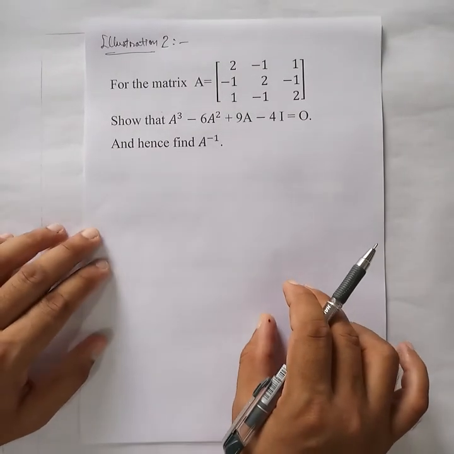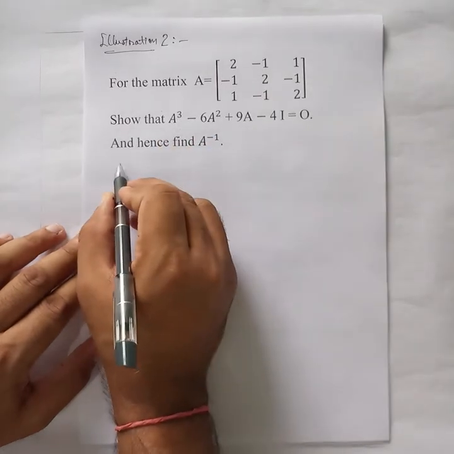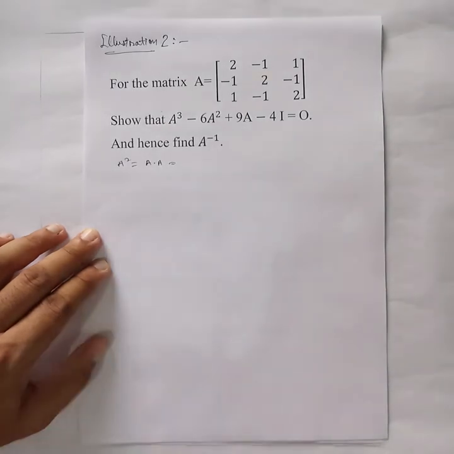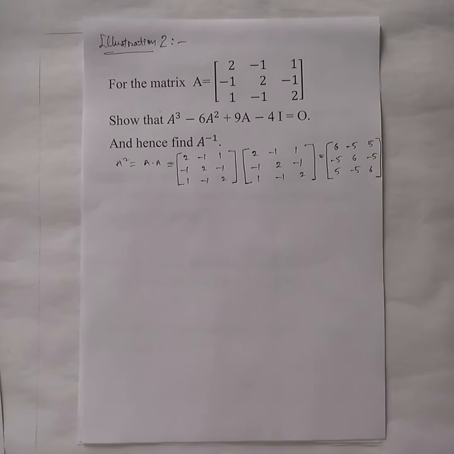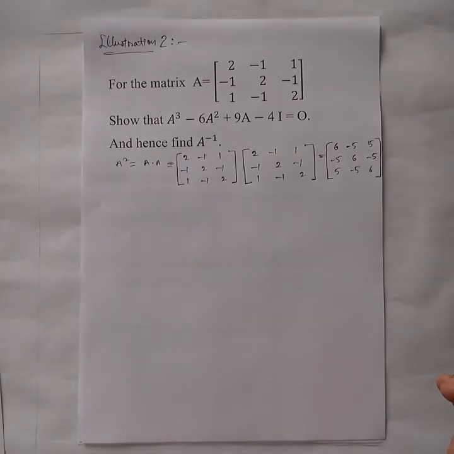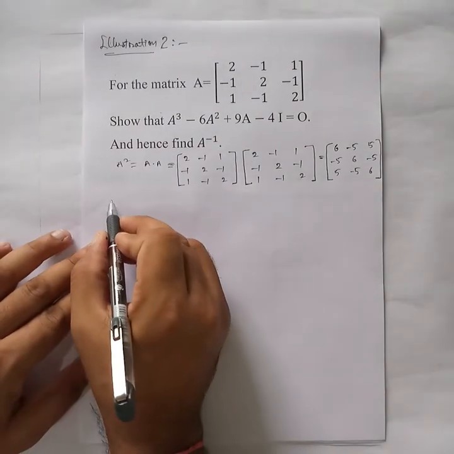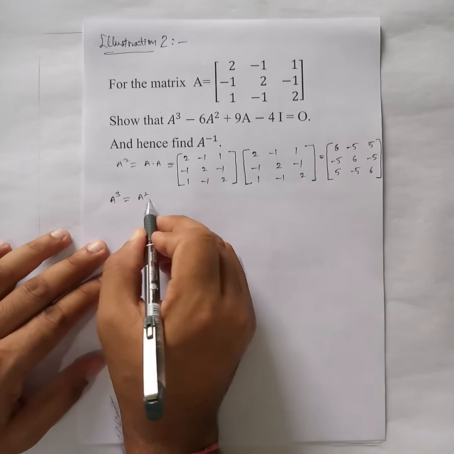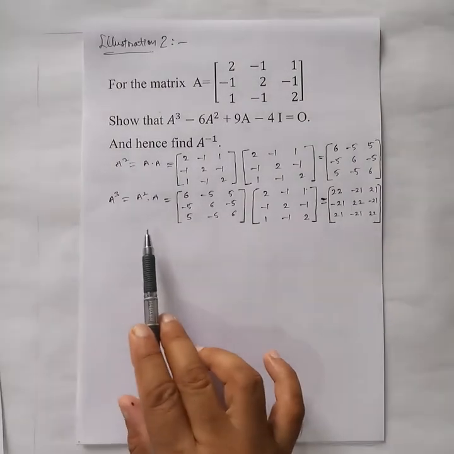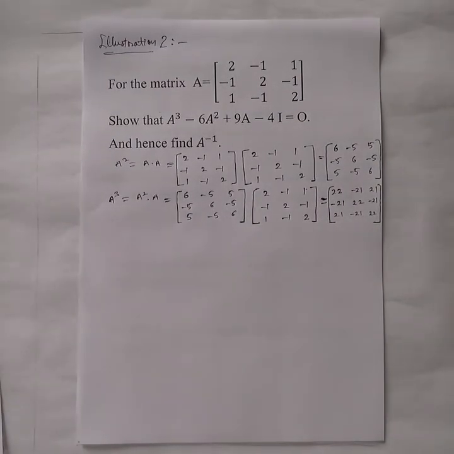So first of all we prove the first part. First we find A square, and A square will be given by A into A, so multiplying A by itself we get A square by matrix multiplication. You are now well versed in this method and it is expected from you also. Now we find A cube, and A cube will be obtained by multiplying A square by A. So A cube will be given by A square into A. So we get A cube equal to this matrix.